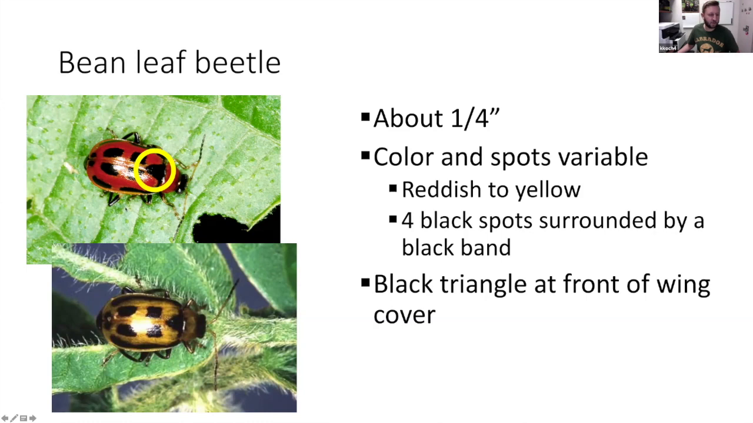But that can vary. You can see here that band's broken. Some of those spots may be more or less missing. But one common characteristic that you're going to see on all of them is in this yellow circle, this black triangle at the base of the elytra. So that's going to be characteristic amongst bean leaf beetles and diagnostic, and that will be different from something else like southern corn rootworms or spotted cucumber beetles, which could also show up in soybeans. They're not going to have that triangle right there. They have the spots, but it's not going to form a triangle.